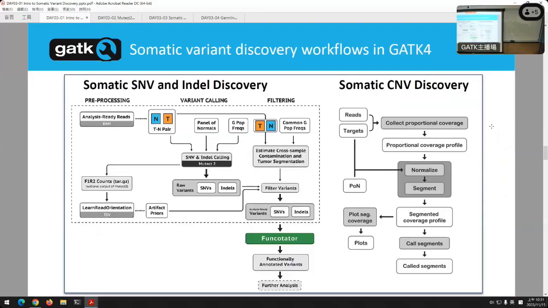Remember, in the initial pipeline we had just HaplotypeCaller, which was one step. That one variant calling step now gets turned into a whole big box. There's a lot that gets done in somatic mutation calling.